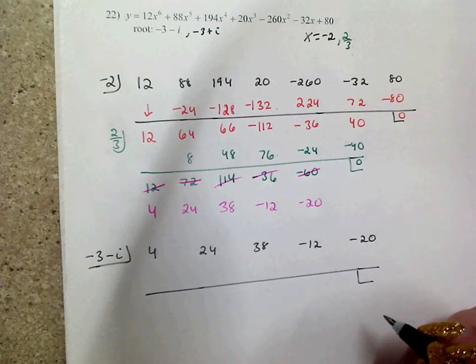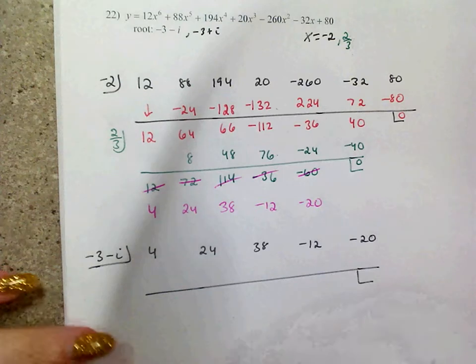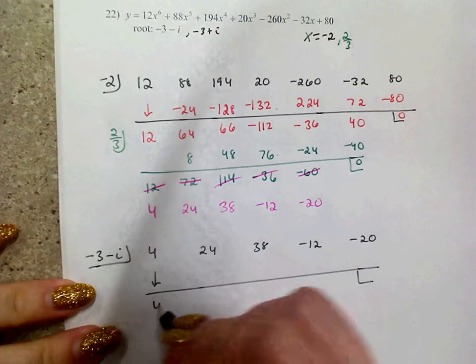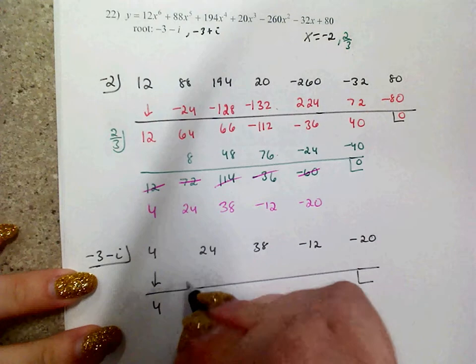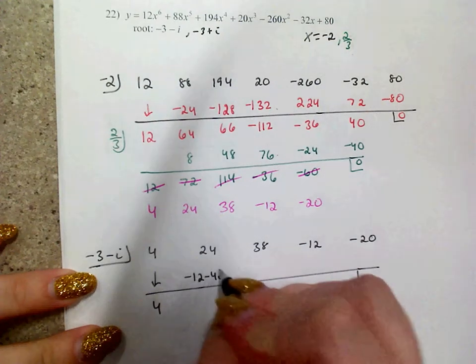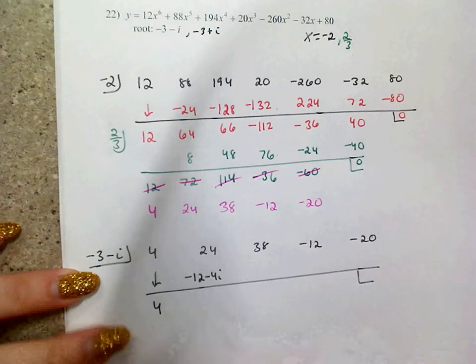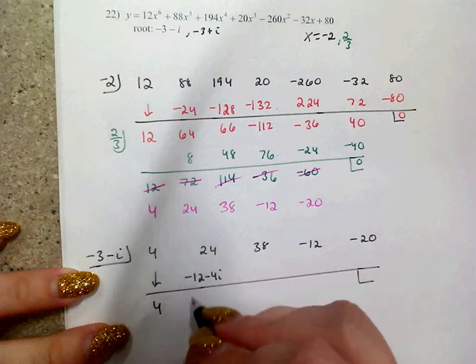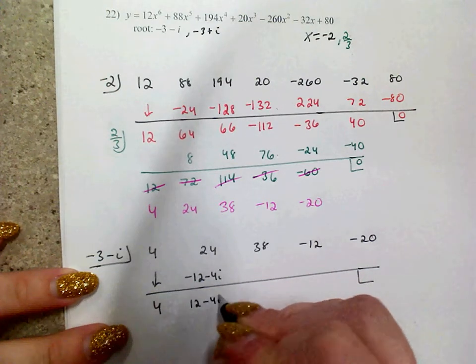Over here. Okay, so I'm going to drop the 4. 4 times negative 3 minus i is negative 12 minus 4i. Distribute the 4, right? I'm going to combine the real terms, so that's 12 minus 4i, and then out to the side I'm going to multiply these two.